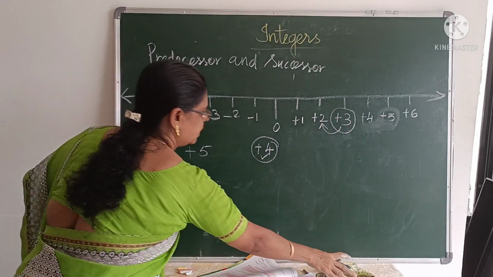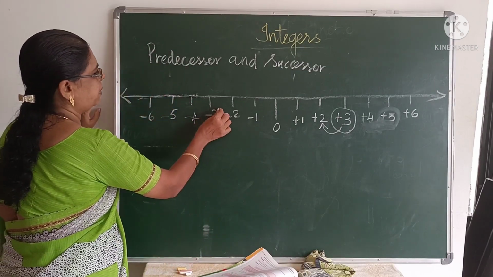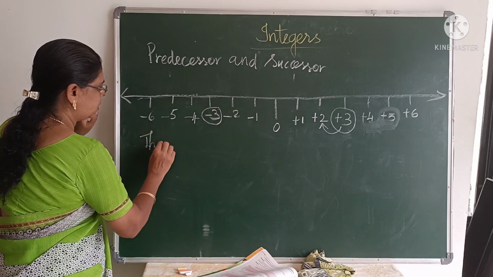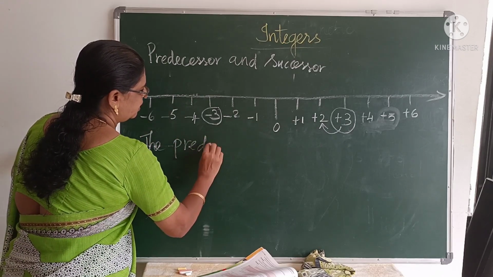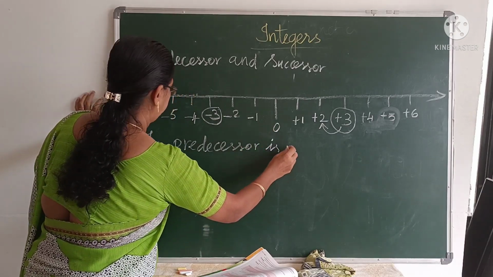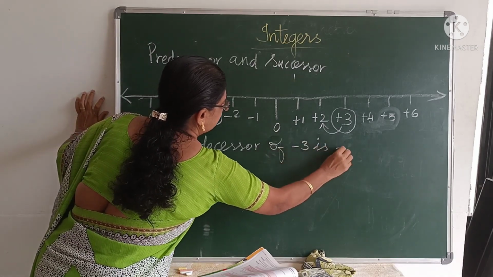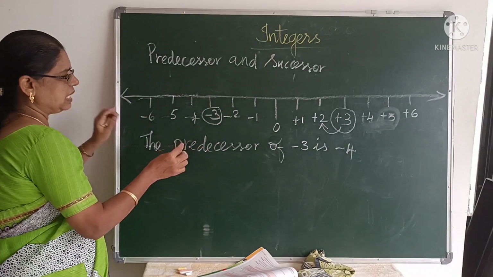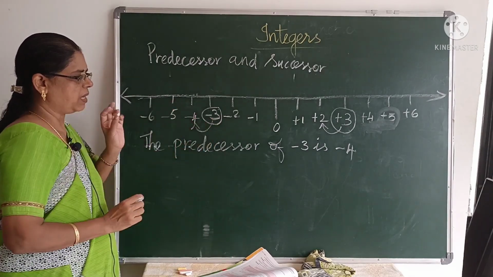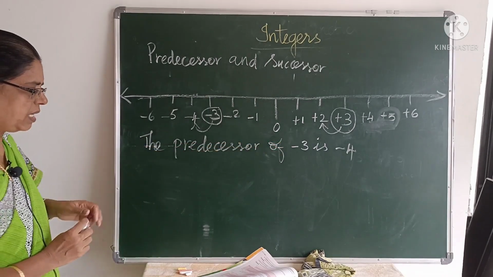So in the same way, we will come to negative integers. So which is the predecessor of minus 3? The predecessor of minus 3 is, children, can you guess? Yes, it is minus 4, because the integer just left of minus 3 is minus 4. So the predecessor of minus 3 is minus 4.